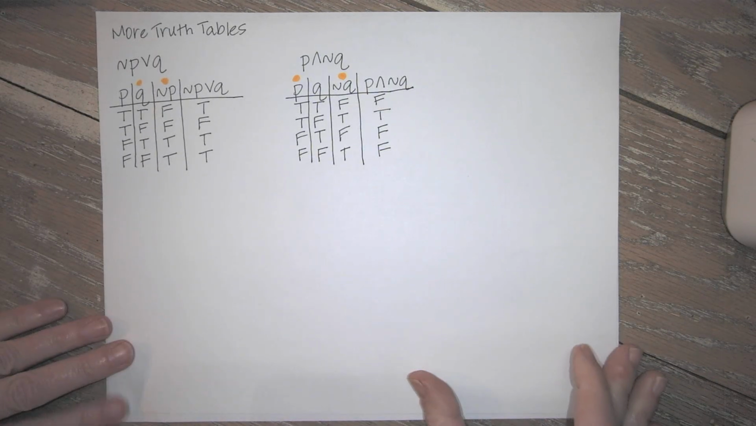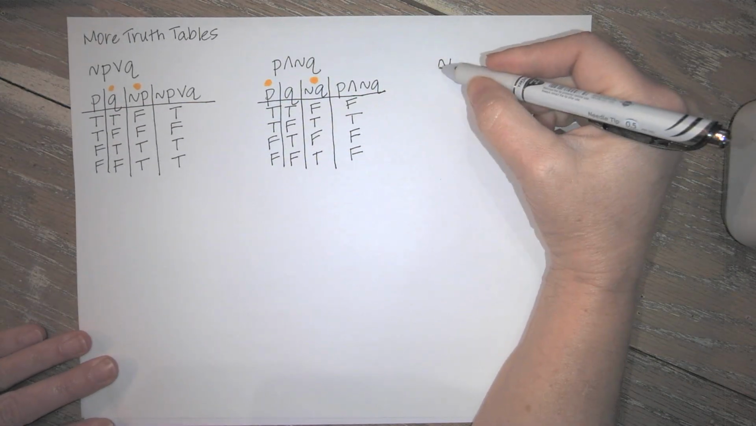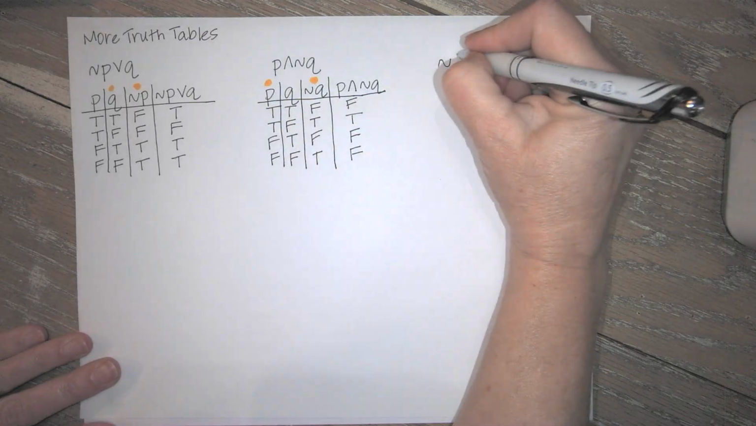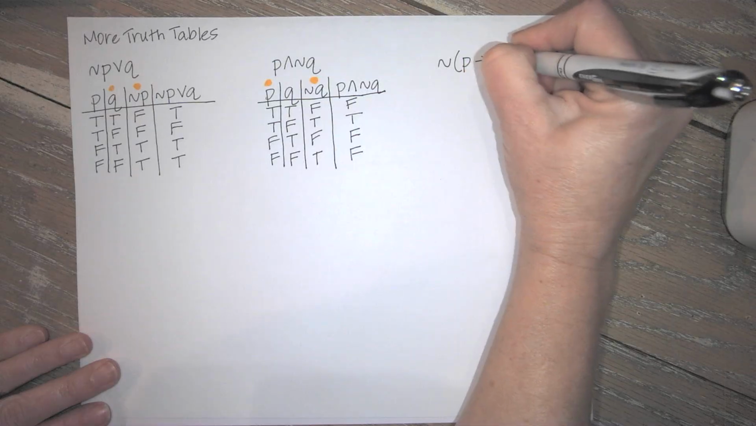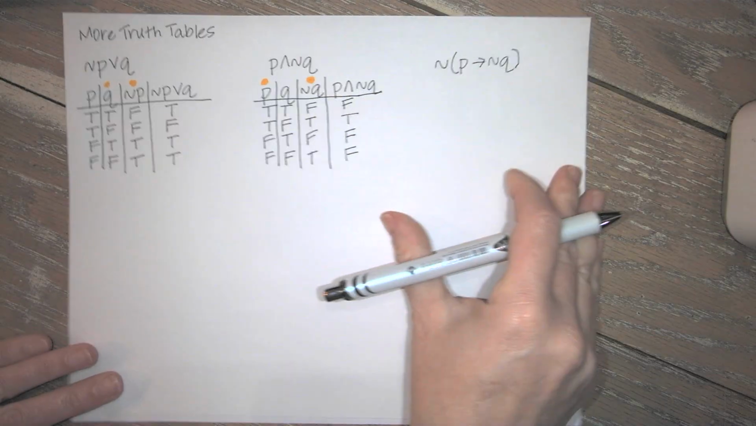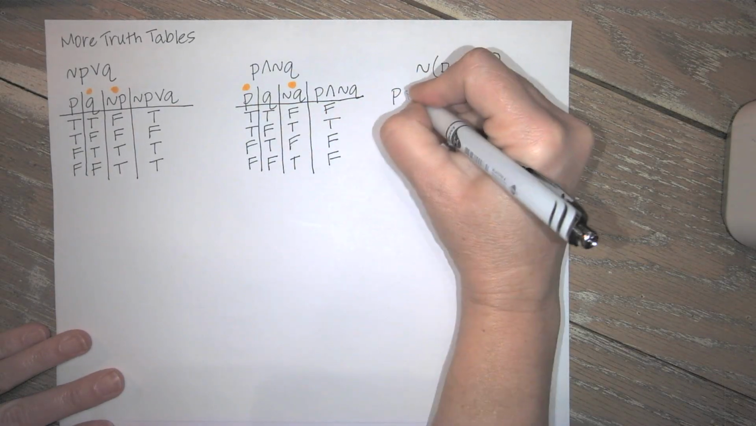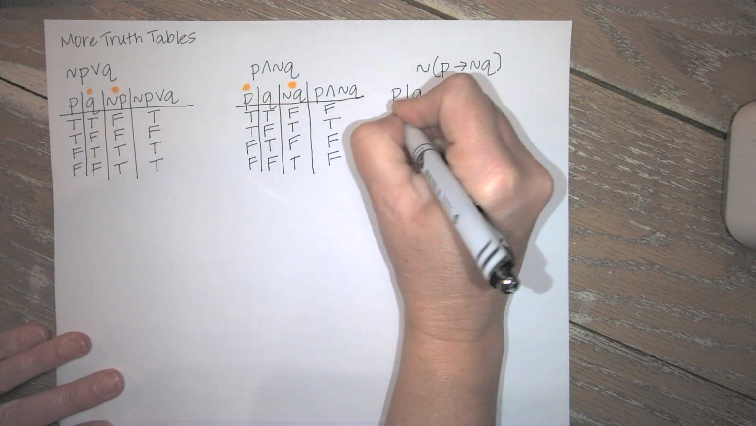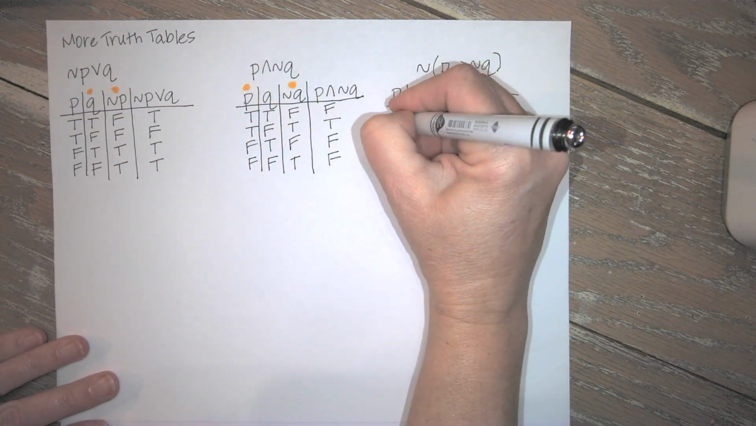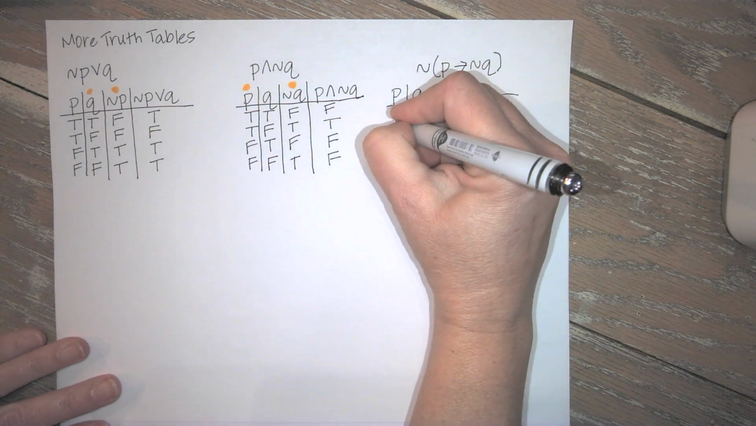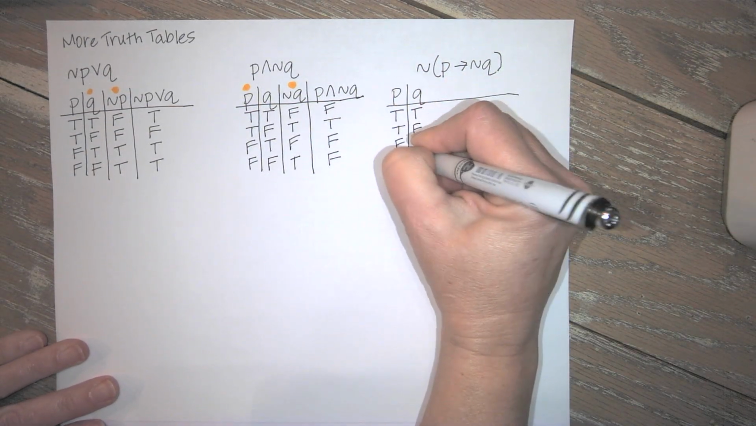Okay, let's get just a little bit more in depth. This is the negation of, or it is false that, if P then not Q. Okay, so again, we just have P's and Q's, so we know how to get started. We'll make our columns for P's and Q's. When there's only two simple statements in here, you're going to have four possibilities. True, true, true, false, false, true, false, false.